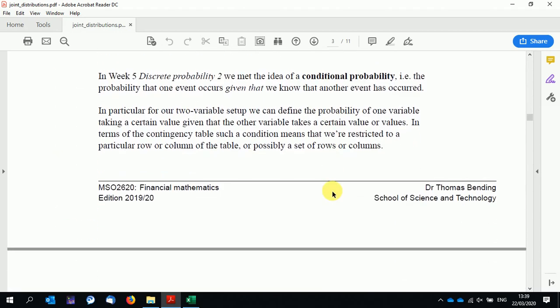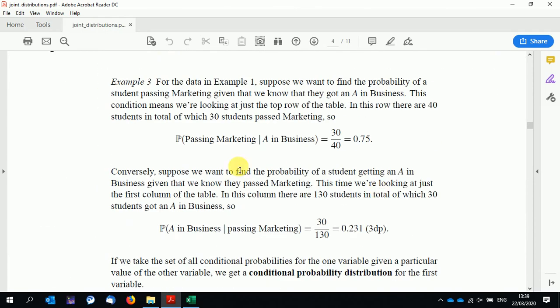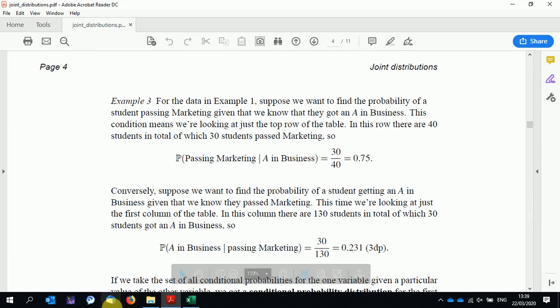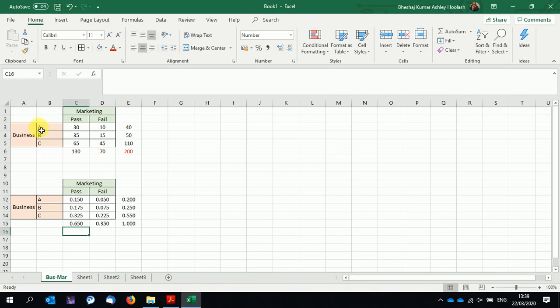For conditional probability, remember we are progressing from the table, initially the contingency table, to something here. One question for example could be: find the probability of passing in marketing given that the student got an A. So my condition is that the student got an A. So I'm not really fussed about this, I'm not really bothered about this.